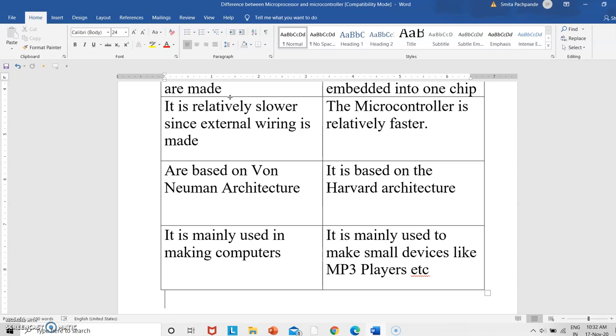Microprocessors are based on the von Neumann architecture, whereas microcontrollers are based on the Harvard architecture. The microprocessor is mainly used in making the computer, and the microcontroller is mainly used to make small devices like the MP3 player.